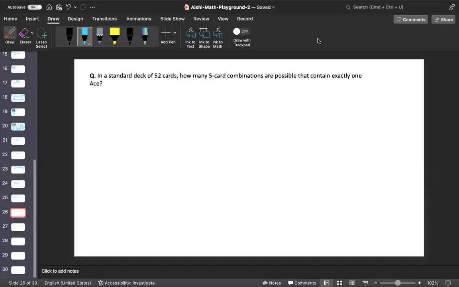Next question. In a standard deck of 52 cards, how many 5-card combinations are possible that contain exactly one ace? So this is obviously a combinations problem since it has the word combinations. In a deck of cards, there are usually 4 aces. So if I did A1, A2, A3, and A4, let's say for the combination we got A1.